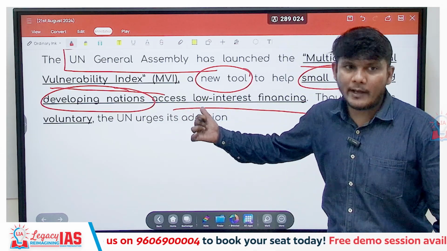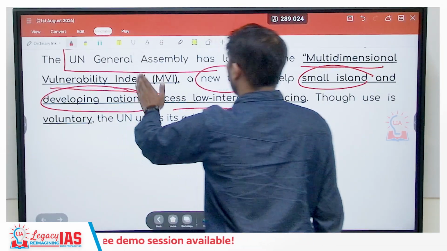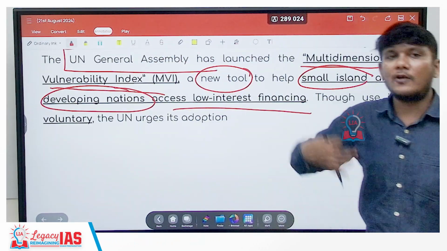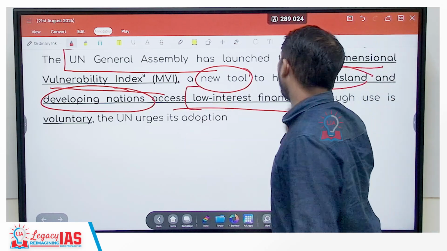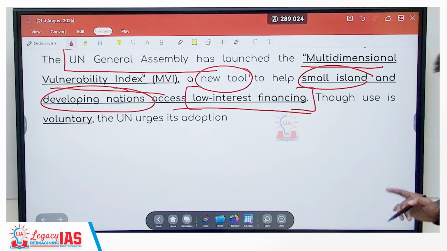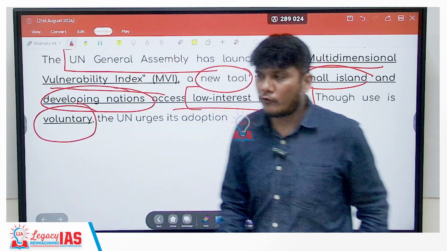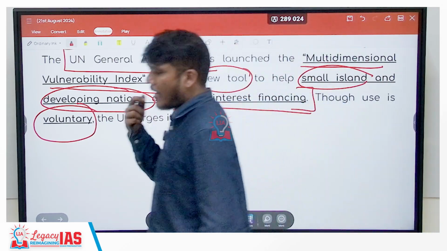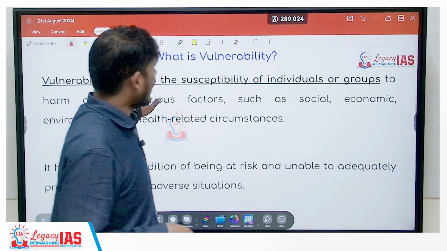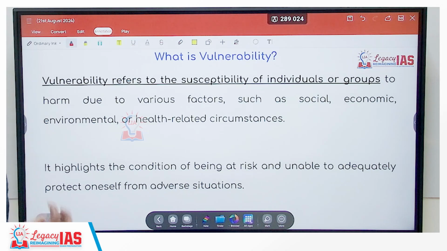Now how is this going to help them access low interest financing? Because as per the Multidimensional Vulnerability Index, when they are lower on the index, it will be easier for them to take low interest financing from international organizations, including the United Nations. Now this is voluntary, but of course the United Nations urges the island and developing nations to use it. This will become a sort of criteria or a tool so that they know who is low on MVI and then help them out accordingly.